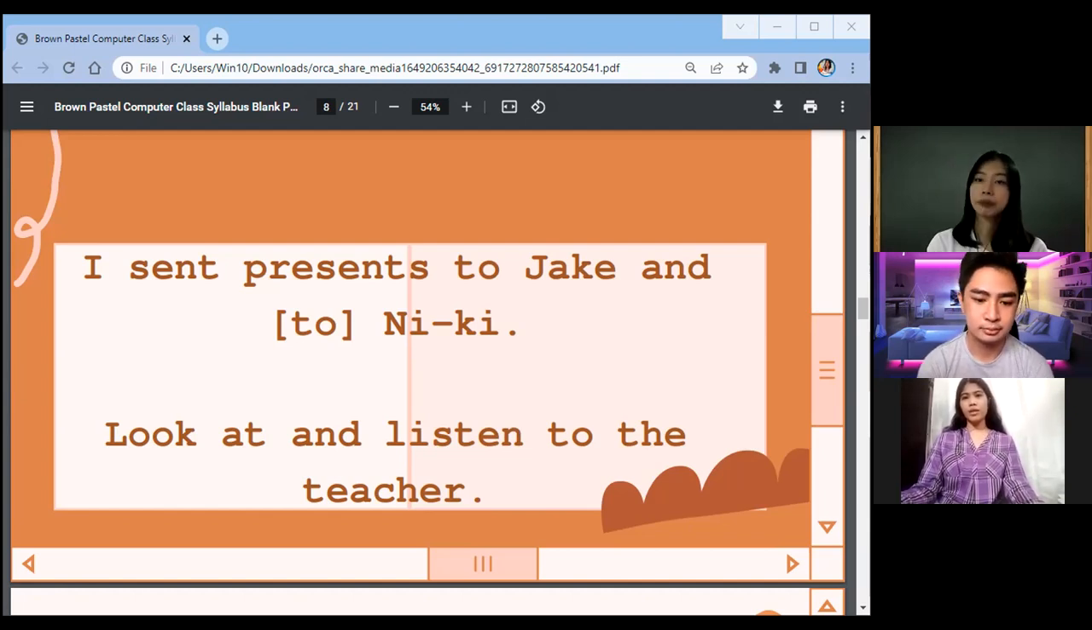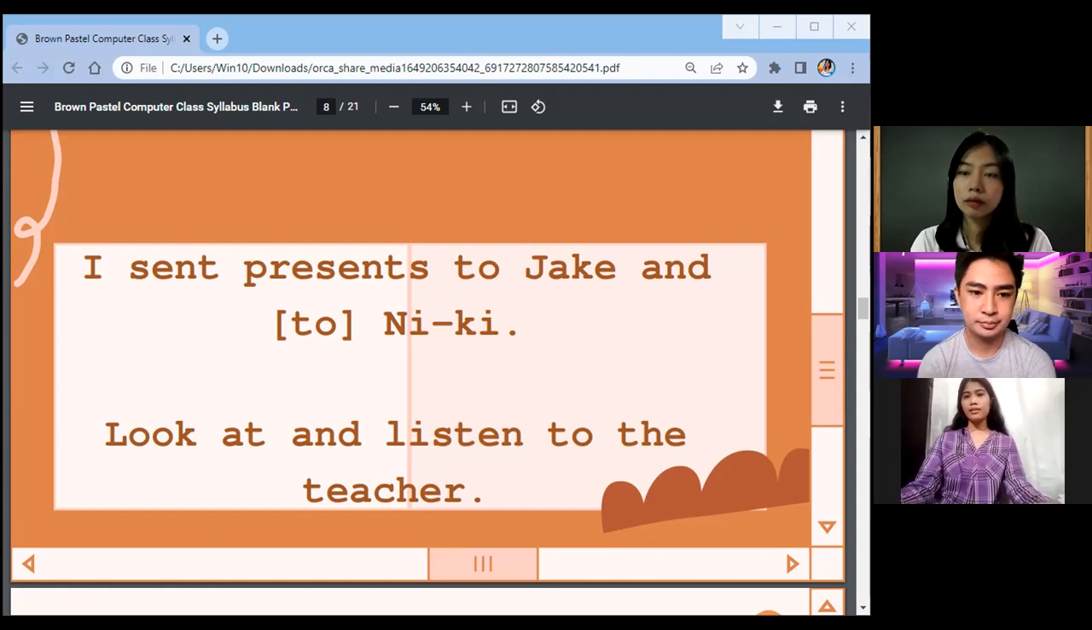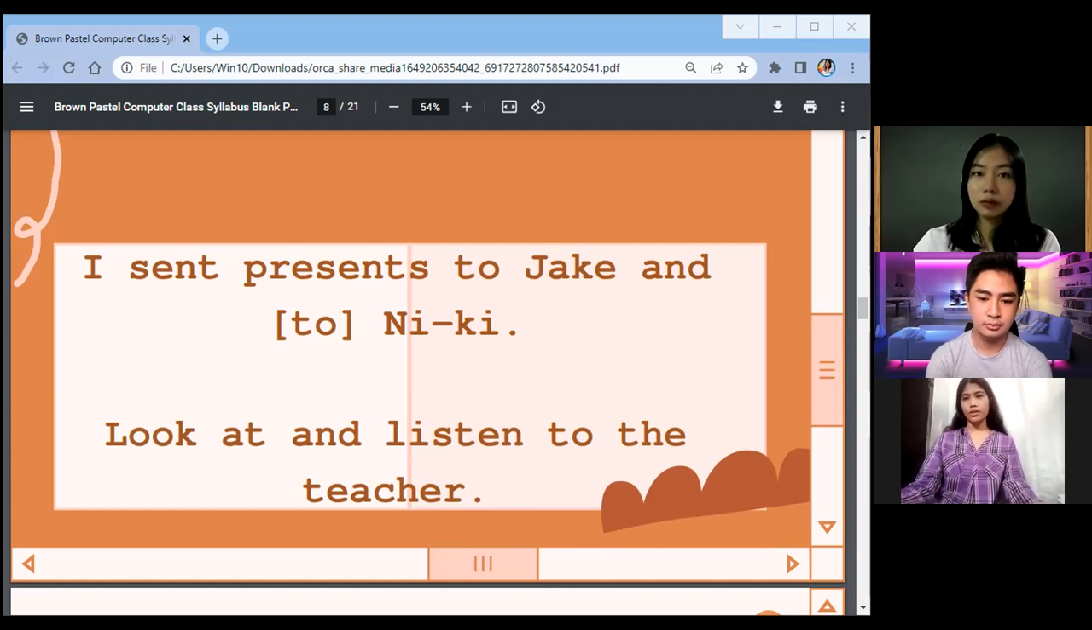In the first sentence, you can see that there is a box or something on the second word to, because we omitted that to in order for us to avoid redundancy. While in the second sentence, we use the two prepositions at and to. And these are called rules of prepositions, which is parallel prepositions.